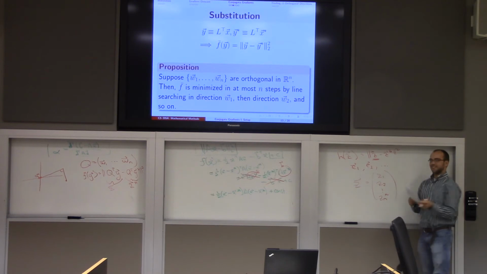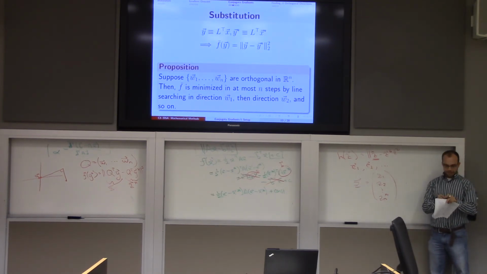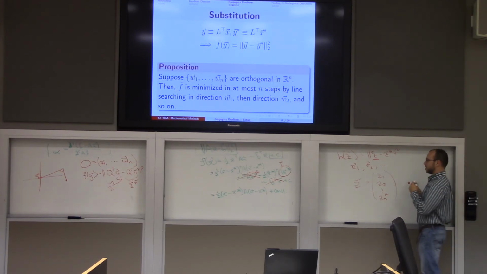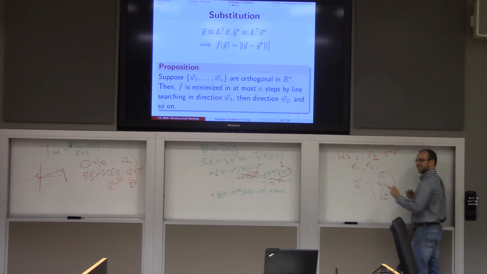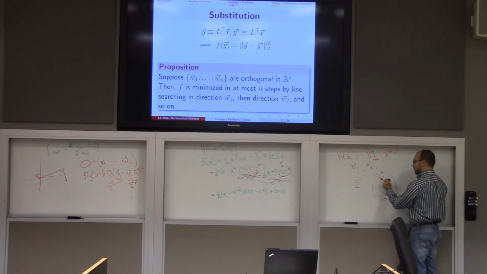I don't think we need to check this explicitly. What do you think will happen after the first line search? The first line search is just along the x-axis, the first coordinate. In fact, it's going to replace z1 with z1 star. What's the second line search going to do? It's going to replace z2 with z2 star.